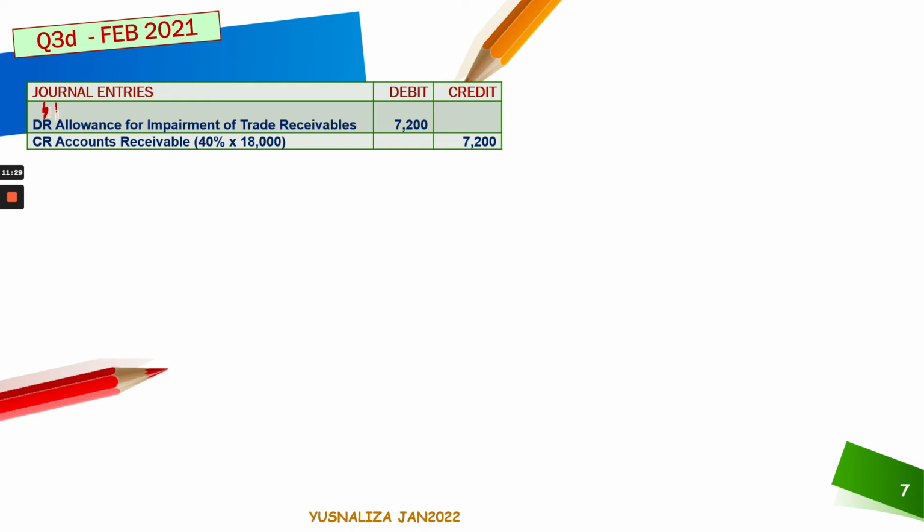That was happening on 31st of December 20. So that one is where you go and debit allowance for impairment and credit the account receivable. This is to write off that as bad debt. Bad debts written off. Okay, when you do that, you need to reflect that in the movement.